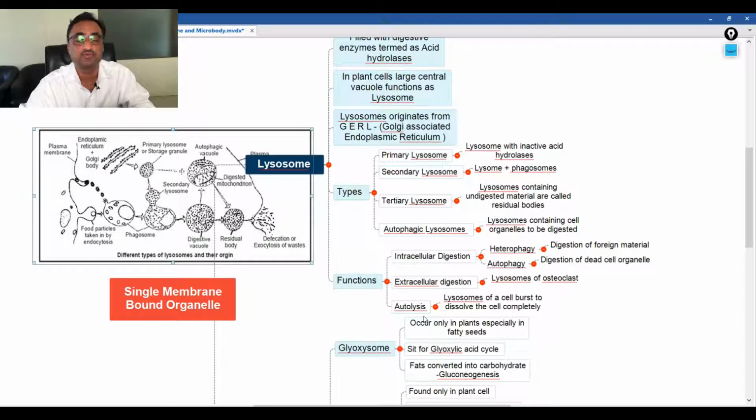And then there is autolysis. Lysosomes of the cell burst to dissolve the cell completely. When the cell has to be removed or is worn out, the lysosomes burst, and all the acid hydrolase enzymes are released, and thereby the cellular content is destroyed. So, this is how the entire function of lysosome is conducted, right? So, that is all as far as the lysosome is concerned.